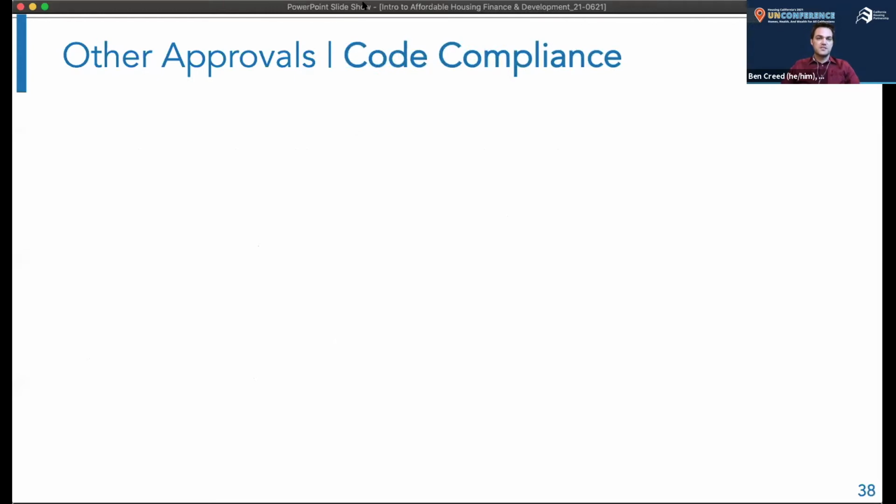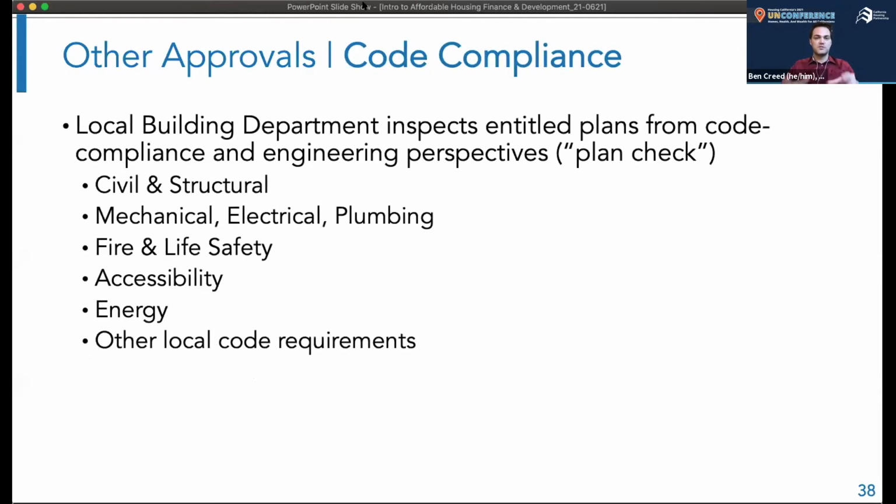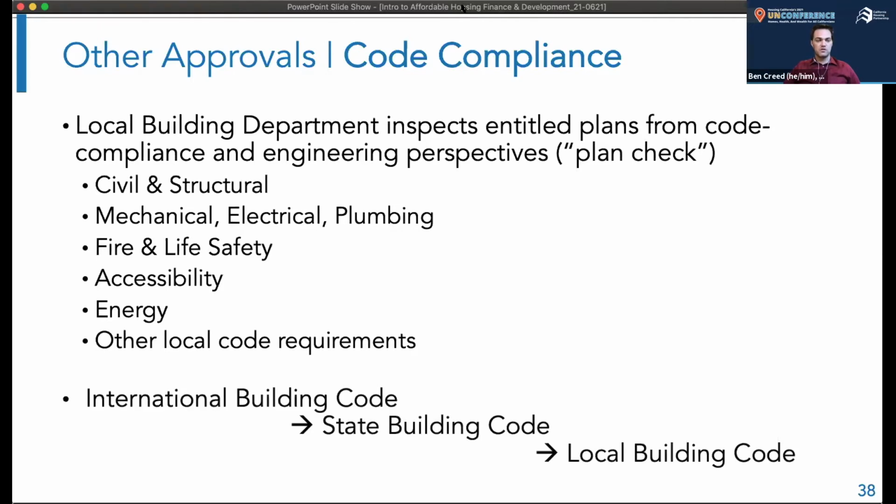And last but not least is code compliance. So once your plans are entitled, meaning approved from the planning department, and you've gotten all your other approvals, a fully fleshed out set of the engineering drawings and the architectural drawings will be submitted to the building department, what's called plan check. So they're going to inspect it from a building code compliance standpoint, as well as any other requirements that the local buildings department may be looking for.